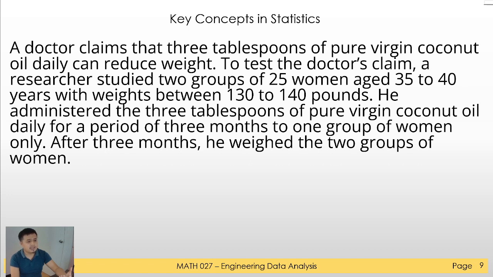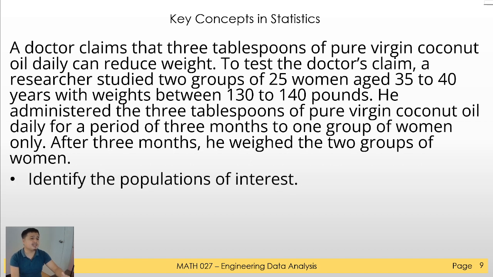After 3 months, he weighed the 2 groups of women. So, what is the population of interest here? The population of interest here will be every woman on Earth. So the doctor claims that it can reduce... sorry. It is all the persons now aged 35 to 40 that range 130 to 140 pounds.